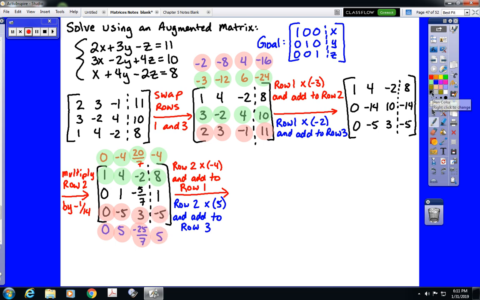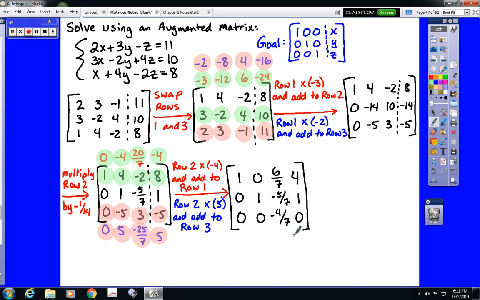So my new result will be 1, 0, and this is the tough one. 20/7 minus 2 is 20/7 minus 14/7, or 6/7. -4 plus 8 is 4. Second row is still 0, 1, -5/7, 1. And the third row is now 0, 0. 21/7 minus 25/7 is -4/7, 0. So notice the first two columns now match my goal.